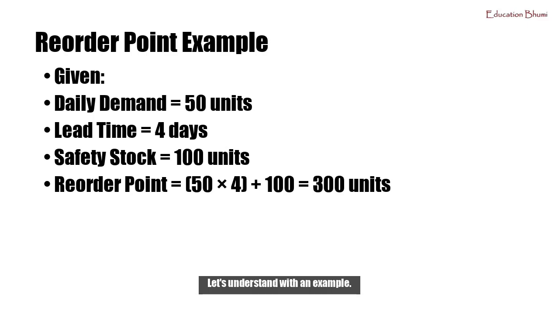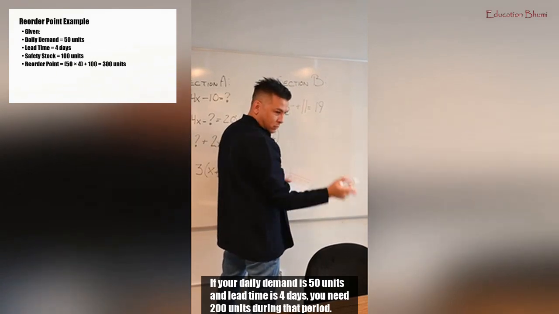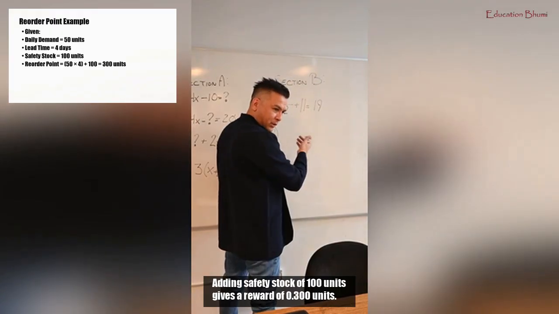Let's understand with an example. If your daily demand is 50 units and lead time is 4 days, you need 200 units during that period. Adding safety stock of 100 units gives a reorder point of 300 units.